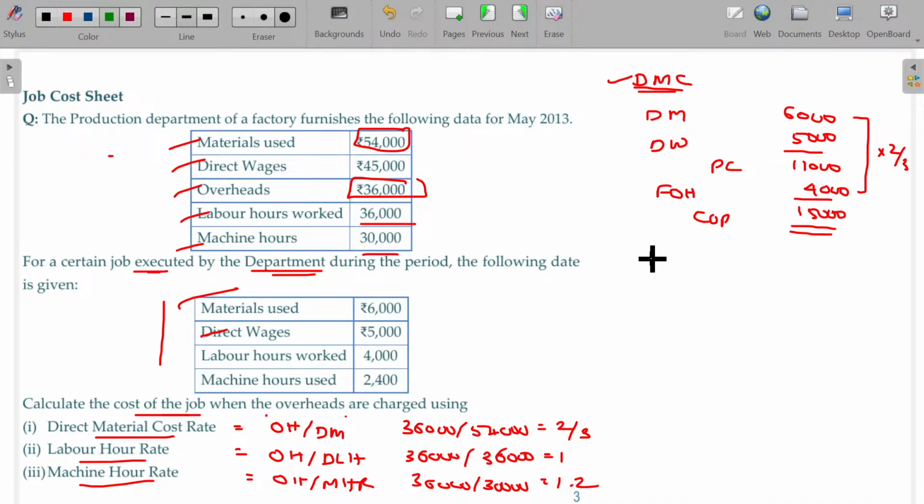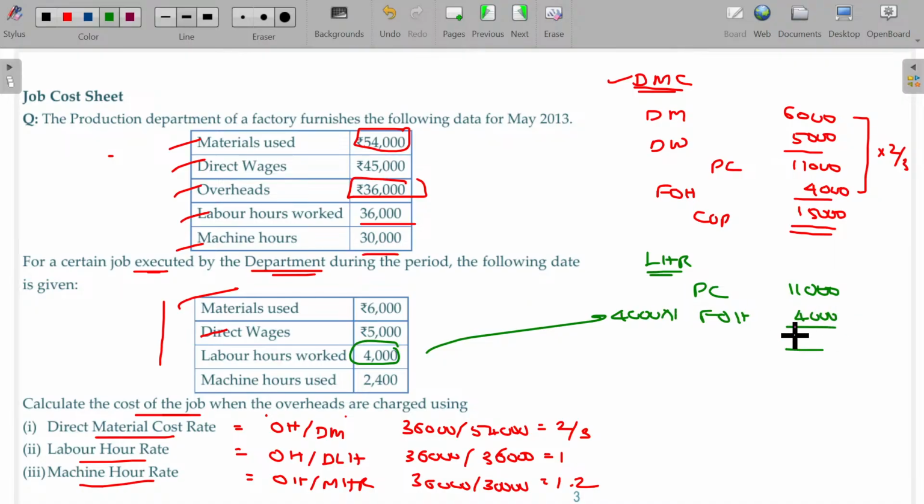And if I use the labor hour rate, prime cost being 11,000, factory overhead based on the labor hour: 4,000 hours and hourly rate being 1, so 4,000 rupees. You will get 15,000. Similar illustration we have already studied in overheads.